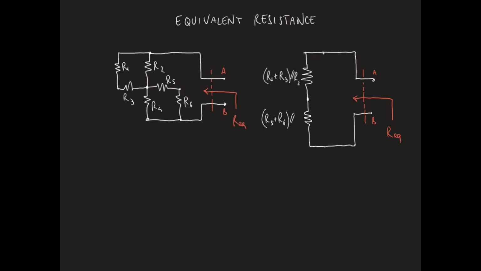in parallel with R4. Note now that the two remaining resistors are in series, so eventually the equivalent resistance can be written as R1 plus R3 parallel R2 plus R5 plus R6 parallel R4.